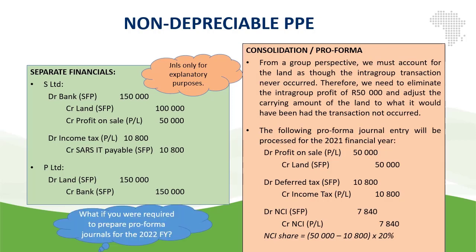The question is, what if you were required to prepare the pro forma journals for the 2022 financial year? And the answer is that you would simply replace your profit and loss account with retained earnings, because at that point we would be dealing with a transaction that happened in the previous year, and we know that all profit and loss accounts are closed off to retained earnings at the end of the year.